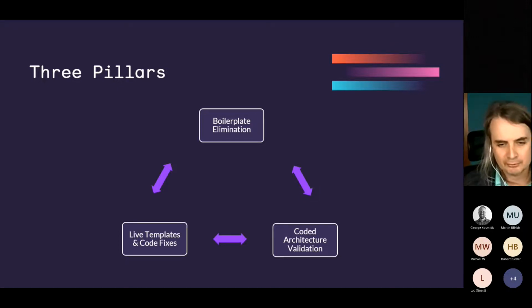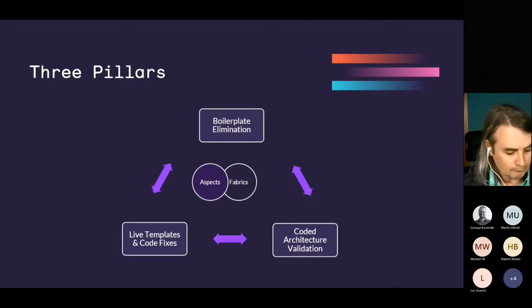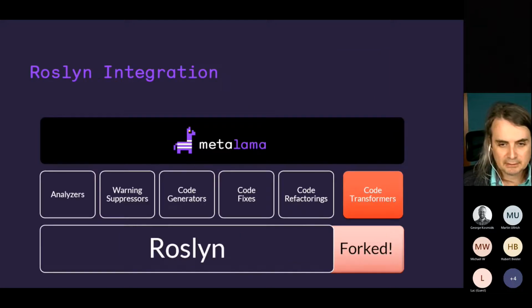I'm not going to talk about the other things today because I would like to wrap up in 10 minutes, but it also allows you to do code architecture validation, something you could do with the Roslyn analyzers, but it's much simpler with our framework. And you can also do live templates and code fixes easily. But it's actually a bit different. So MetaLlama is a high-level framework.